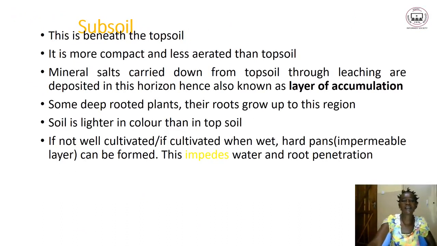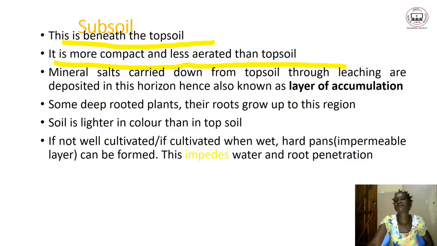Subsoil is the second layer or horizon, also known as horizon B. This is beneath the topsoil. Most of the times, this layer is more compact and less aerated than topsoil. Therefore, you will find fewer microorganisms in this layer, the subsoil.